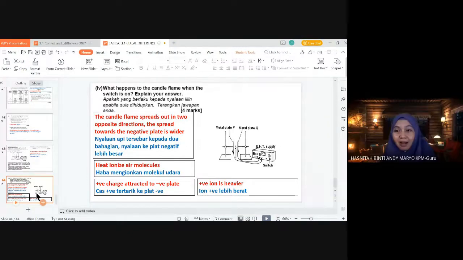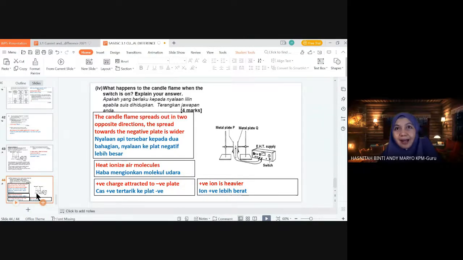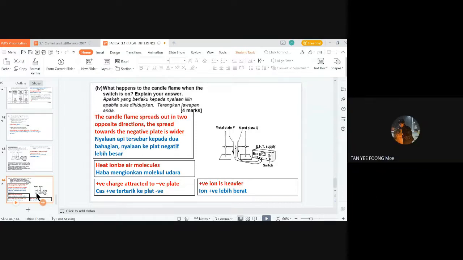Teacher, I have a question. Is the candle going to ionize the air molecules into negative charge or positive charge? So what is the effect after ionizing the air molecules?